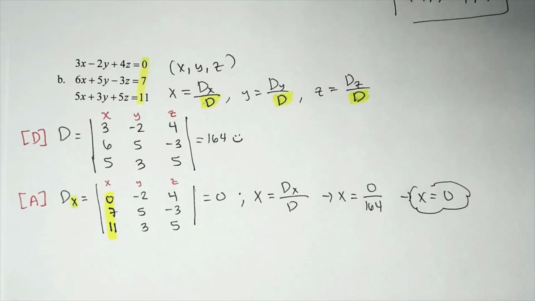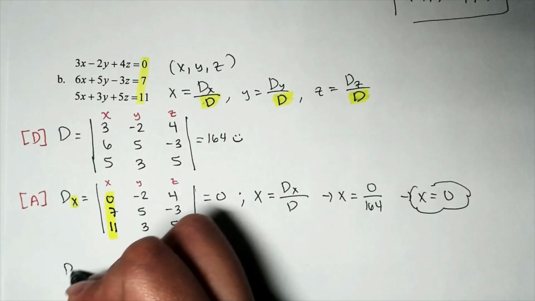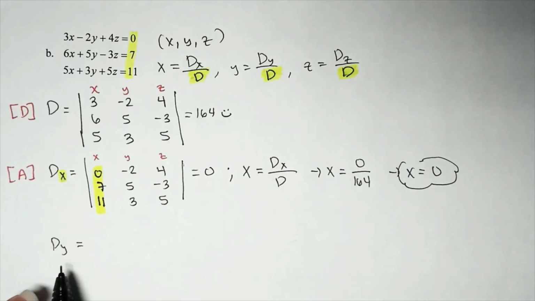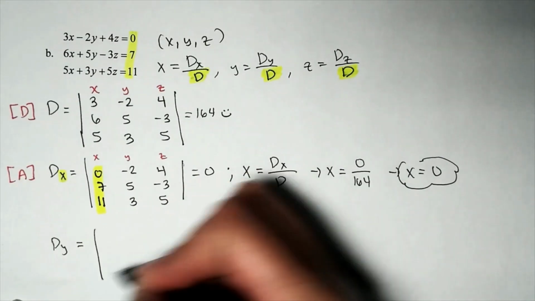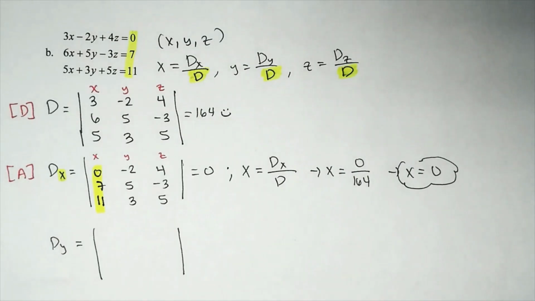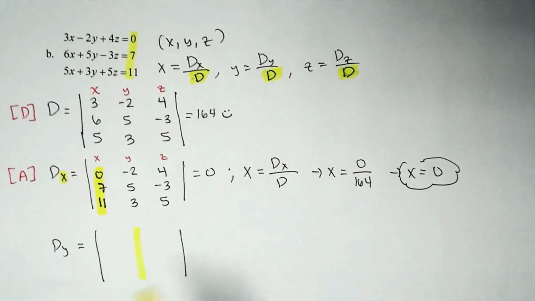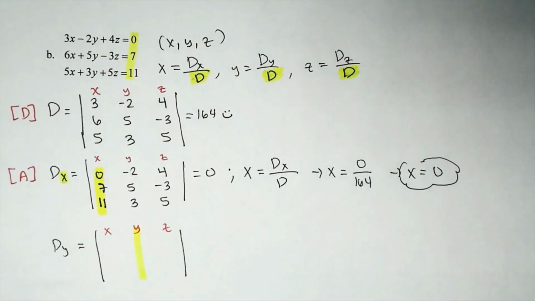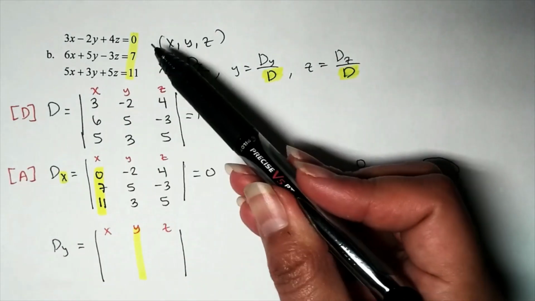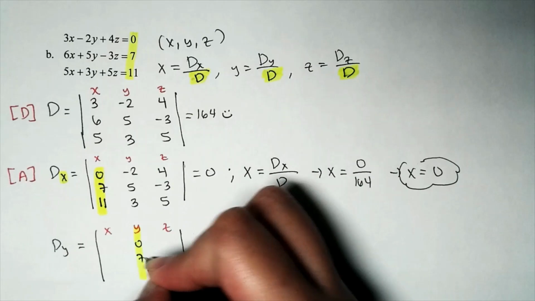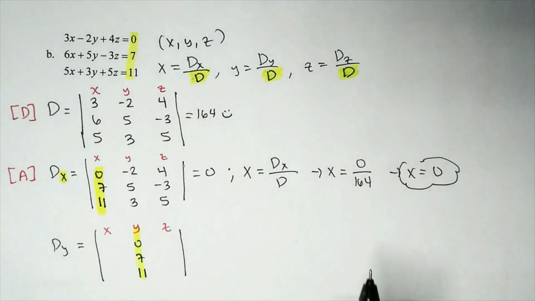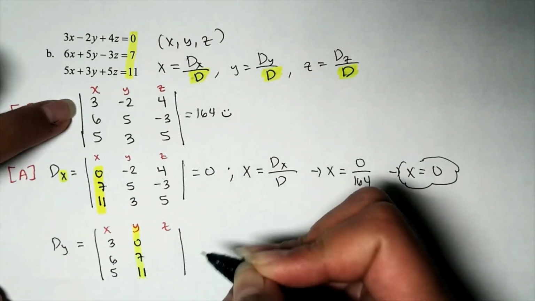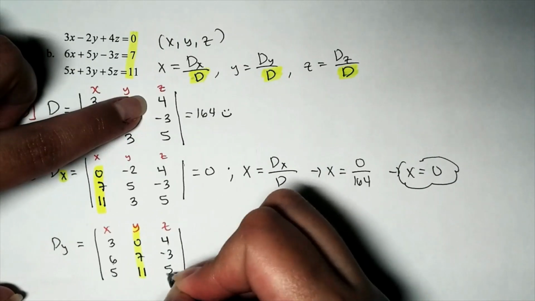Cool, fantastic. So what are we gonna do next? Same thing. So we want to find dy. So dy is a determinant form when we replace the y column values with the answer column values. Let me go ahead, just put a highlighter right here. And again, if you want to put the x, y, z, go for it. If you don't need it, then I don't need it. The answer column values are 0, 7, and 11. All right, and the x and z stay the same. So the x are 3, 6, 5, and the z is 4, -3, 5.